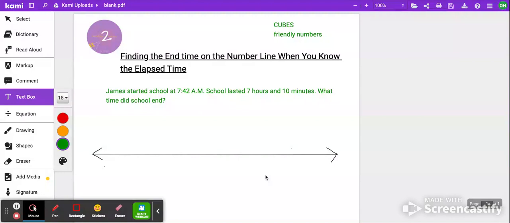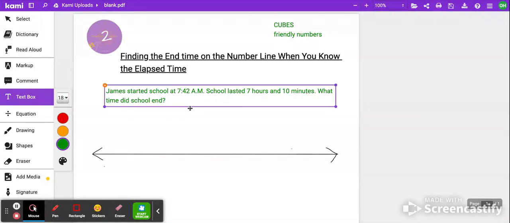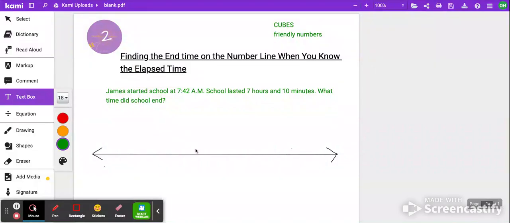So here we go. Let's go ahead and read, first of all, the question. It says, James started school at 7:42 a.m. School lasted 7 hours and 10 minutes. What time did school end? So let's go ahead and start with our strategy cubes.